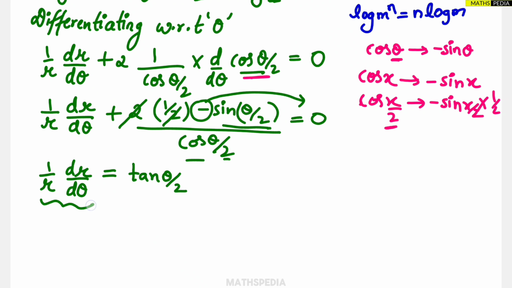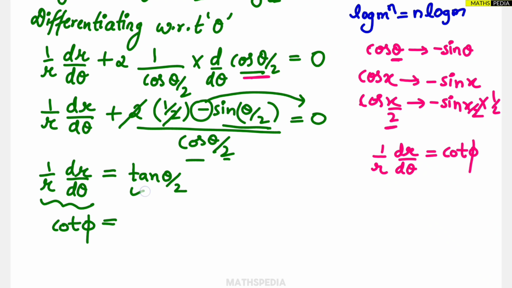Now 1 by r dr by d theta can be written as cot phi. Remember, this is very important. 1 by r dr by d theta is nothing but cot phi. I hope you have studied this, because we have solved problems on this, right? So that is nothing but here. So cot phi we got now equal to.